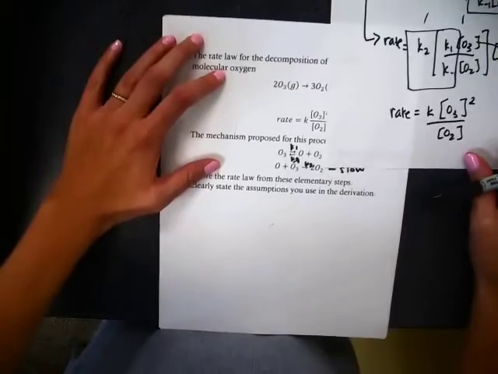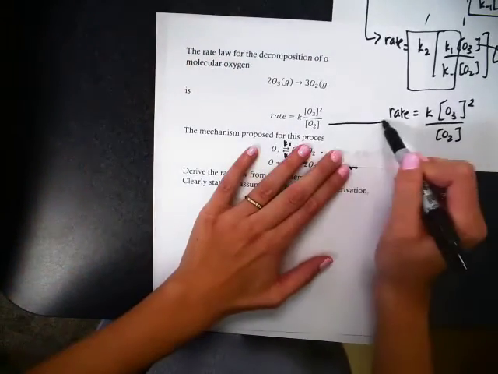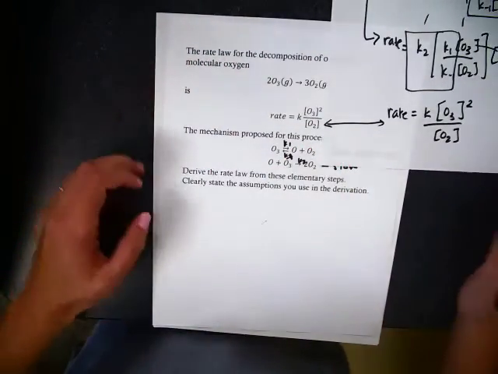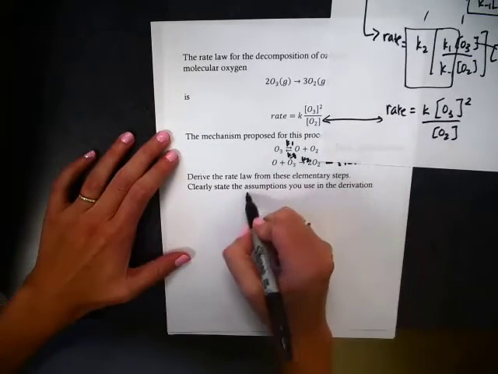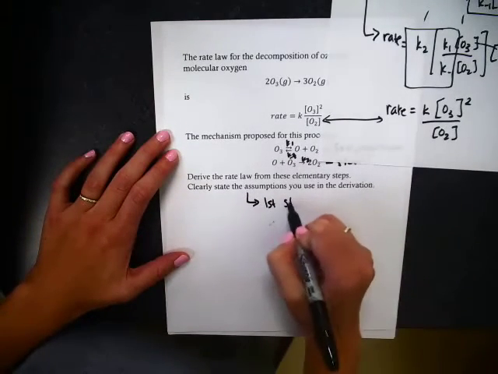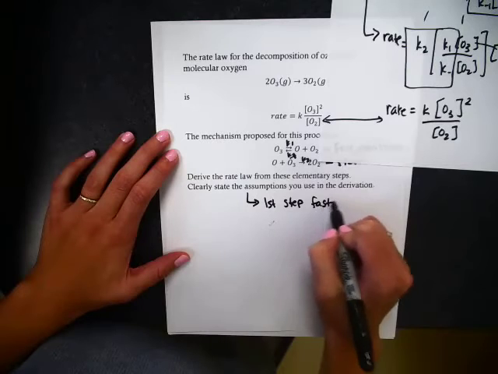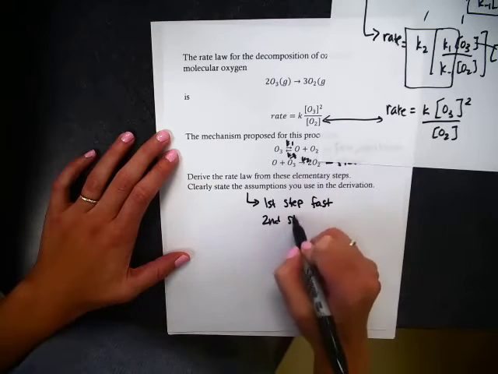Taking a look at the rate that they gave me, they match. So that's good. I have derived that mechanism. The only things I had to assume were that the first step was the fast step and that it was fast enough to reach equilibrium, and that the second step was my slow step.